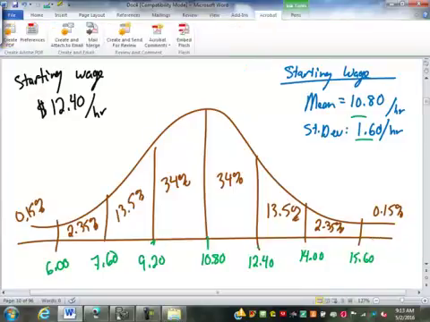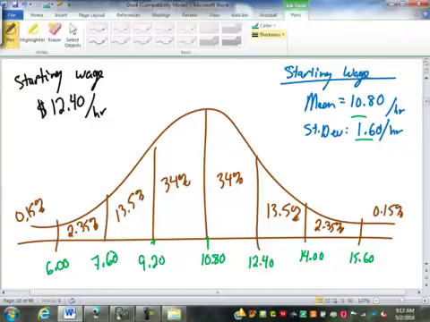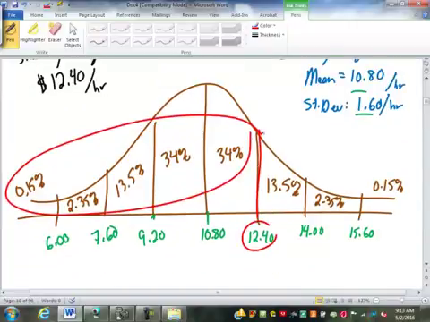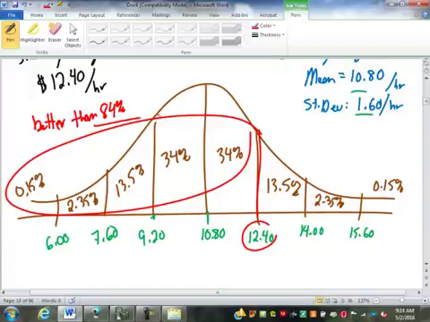You fall right here. You're going to be getting paid more. If you add those up, you're getting paid better than 84% of people starting. So only 16% of jobs in that area offer a better starting pay than what you're going for. So it means it's a pretty good starting pay, and you've probably picked the right career choice, right?